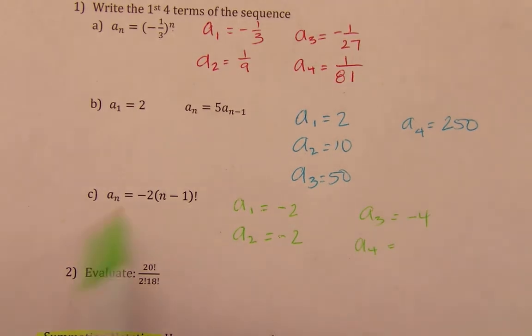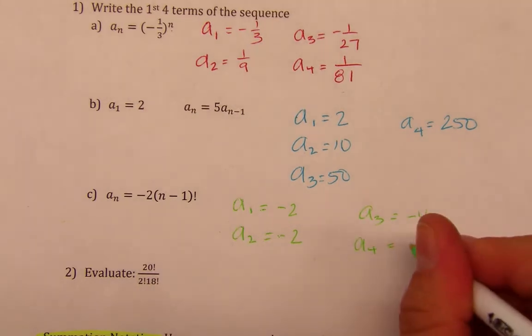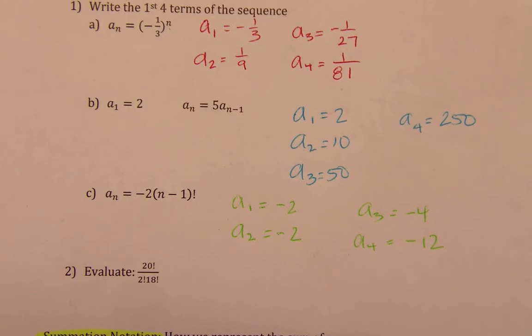And then plugging in 4. 4 minus 1 is 3. 3 factorial is 3 times 2 times 1 is 6 times negative 2 is negative 12. And those are the first 4 terms.